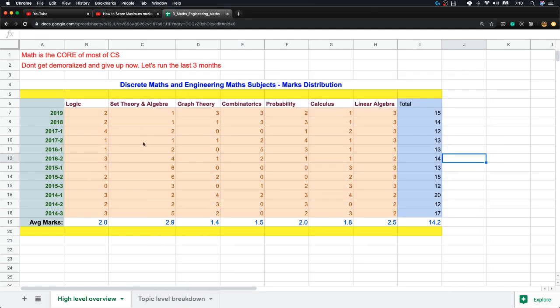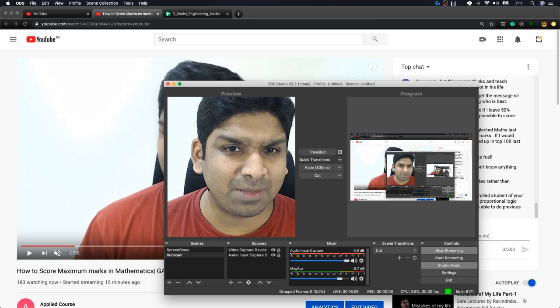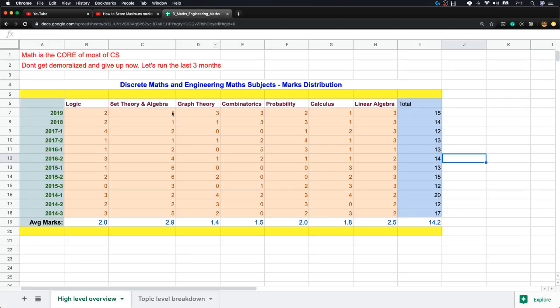So yeah. Okay, let me go here. So in discrete mathematics itself, you have these 12 years of papers, right? So 2019 up to 2014, third set. Look at this, 2014 has 3 sets, 2015 has 2 sets, 2016 has 2 sets, 2017 has 2 sets, right?